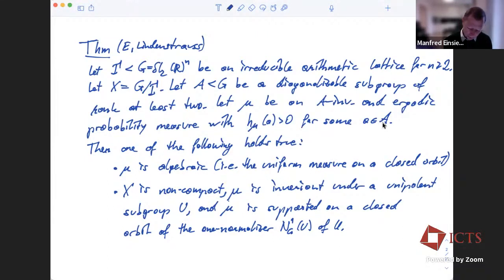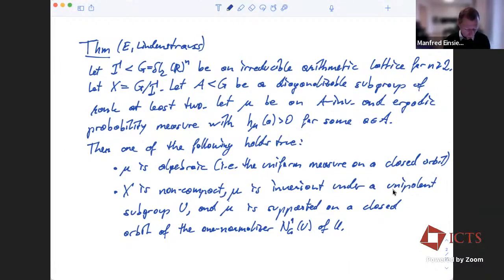Ideally, we would like to get rid of that, but that has been the state of the technology for the last 20, 30 years: in these kinds of rigidity theorems, in this type of classification theorems for invariant measures, we can only do something if we have positive entropy for some element of the action. Okay, so those are the assumptions. And the conclusion is that one of two things is happening. Mu could be algebraic, by which I mean it's the uniform measure, the Haar measure on the closed orbit of some intermediate subgroup. Or the space is non-compact.